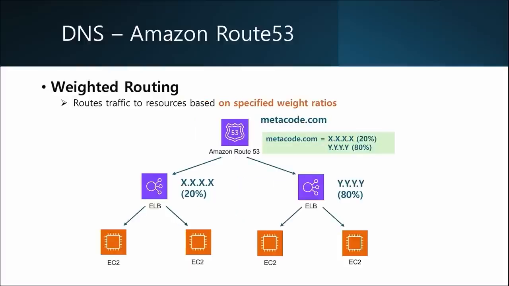Next is weighted routing. This weighted routing is a routing method that distributes traffic according to a pre-selected weight, such as whether to send it to IP x.x.x.x or y.y.y.y when you input metacode.com, for example. This routing method can ensure high availability by giving less weight to places with fewer resources and more weight to places with more resources.